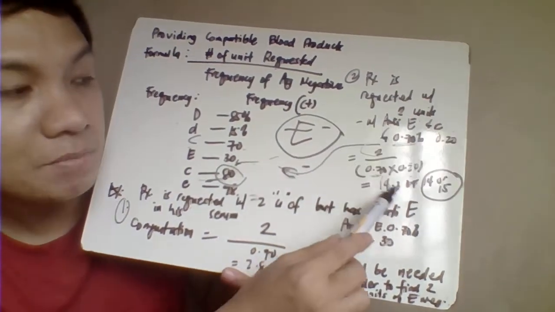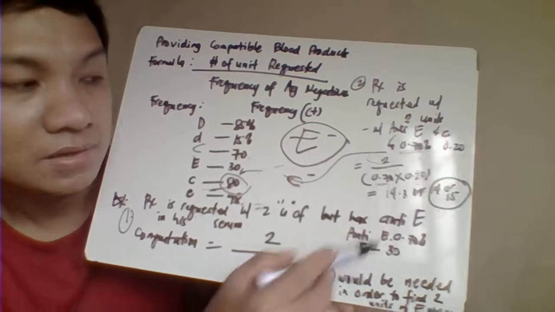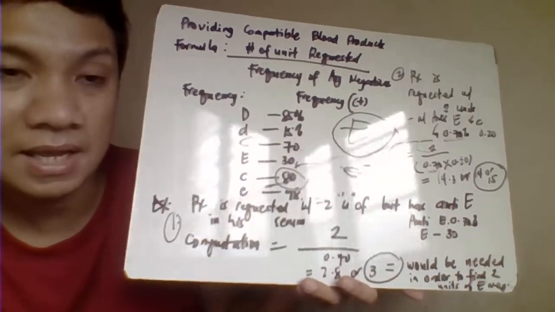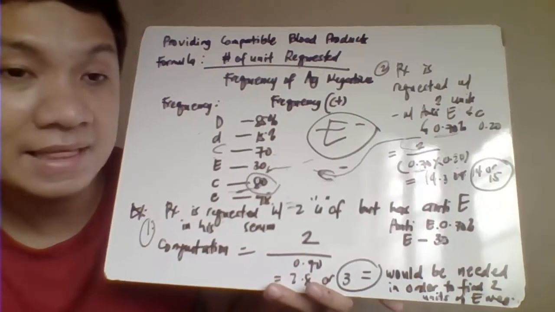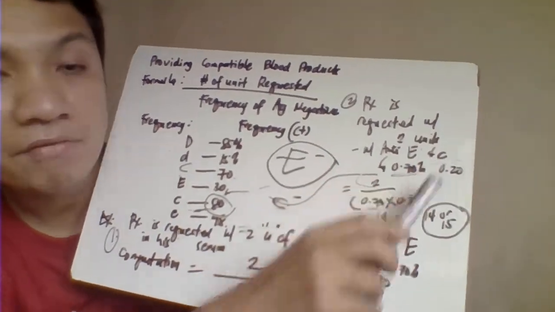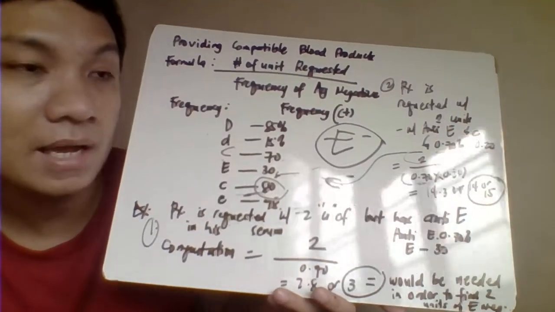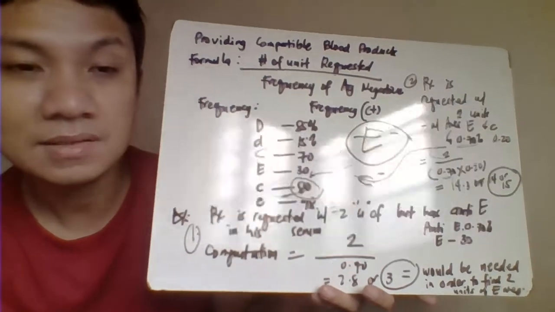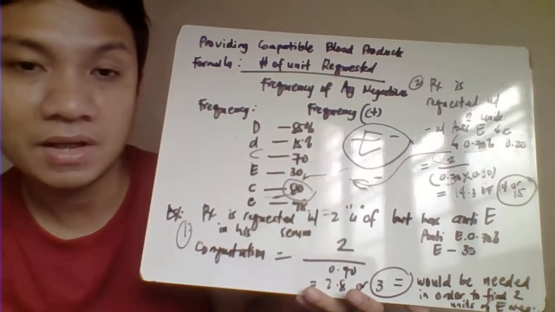Okay, ang result is 14.3 or 14 or 15. So, what do you mean by 14 or 15? So, this is the units of blood na i-check natin in order for us to find 2 units of blood na negative for the E na malaki and negative for the c na maliit. Okay, so that's it for our antibody panel identification. Thank you.